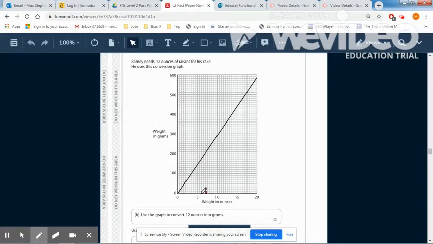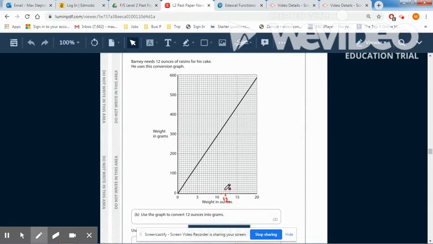And if I look at how many divisions there are between 5 and 10, there's 10 divisions. So each 2 of these little boxes is equal to 1. So this one here would be 11. It's quite hard for me to do this accurately. So this would be 11, and this would be 12. So that's my 12 ounces there.